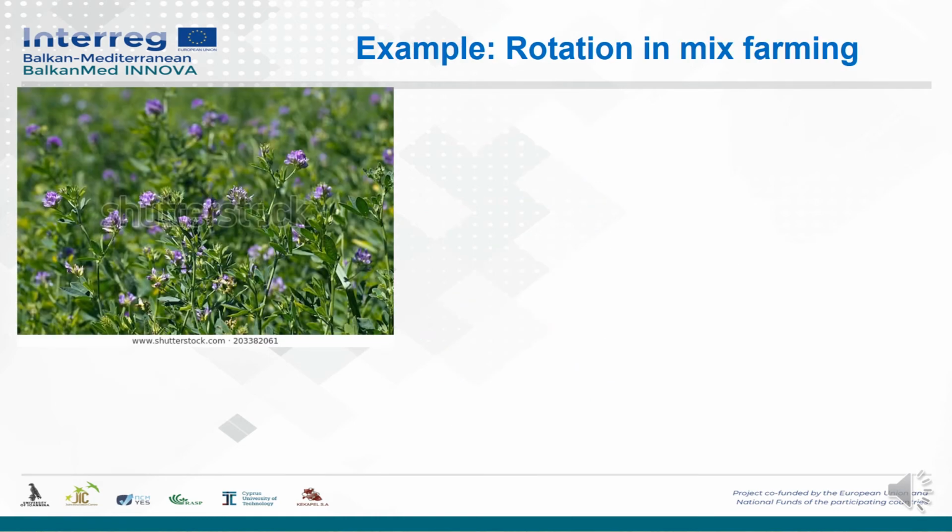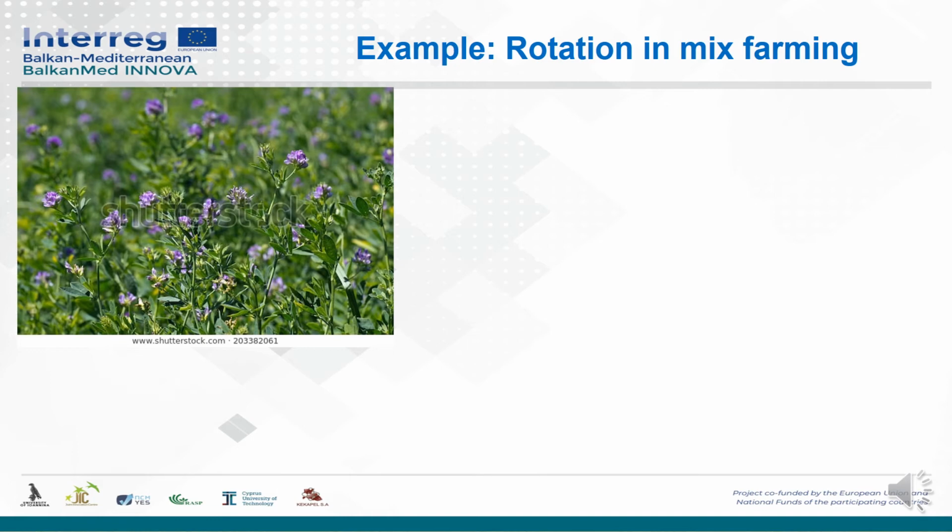Now I want to present a rotation program for a mixed farm. You know that depending on the specializations, we can have different farms, different specialization farms. For sure, the best one is mixed farming, because in this case, we can create an agro-ecosystem more sustainable, more resilient, more healthy, with a better cycle and recycling of nutrients.